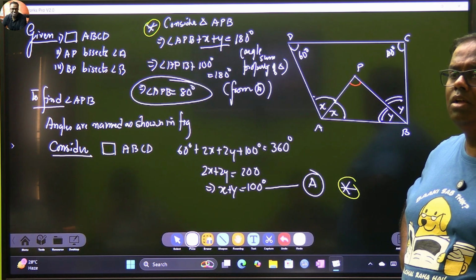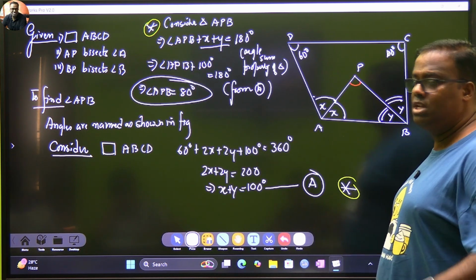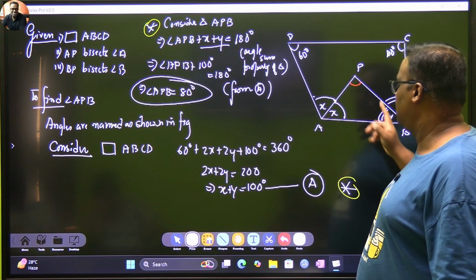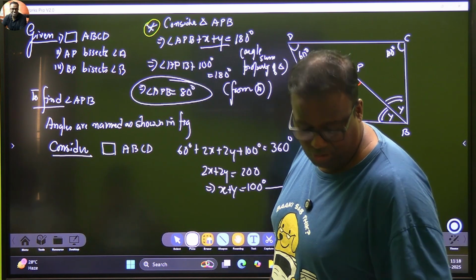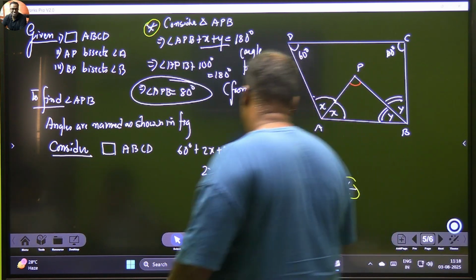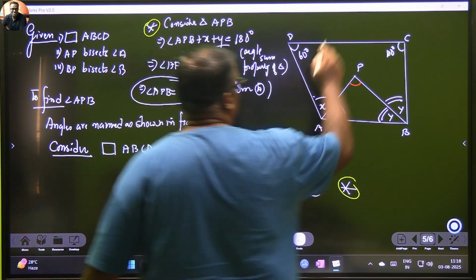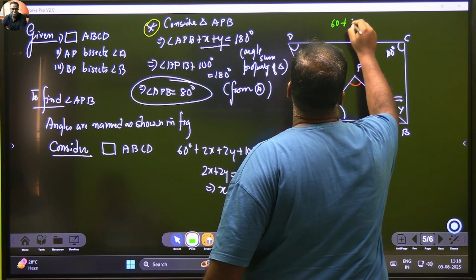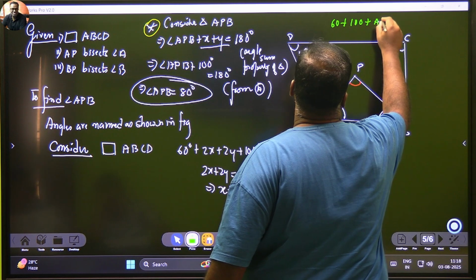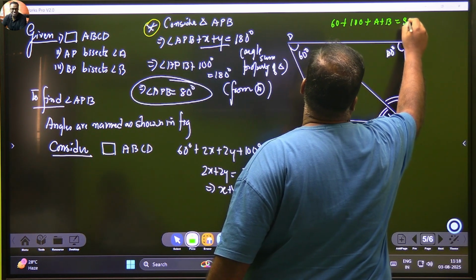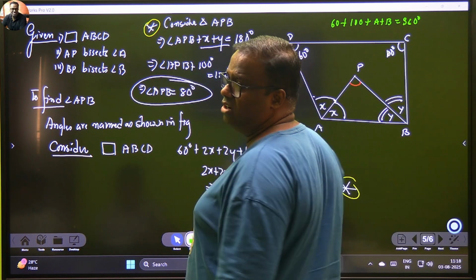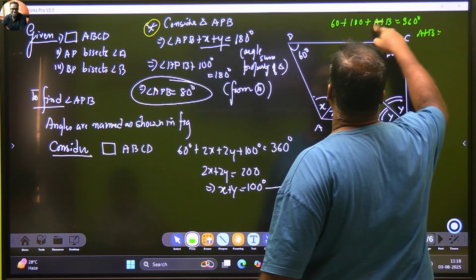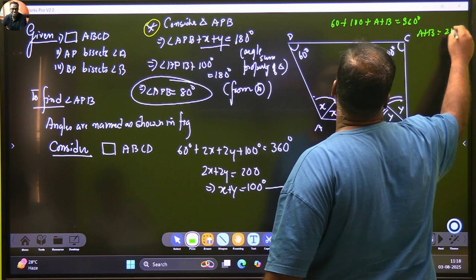Half angle A, obviously, angle A plus angle B. You go by hint. Don't you think 60 plus 100 plus A plus B equal 360? You agreed or not? A plus B is equal to 360 minus 160, 200.